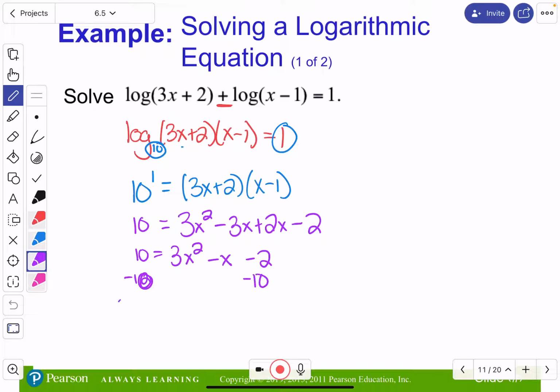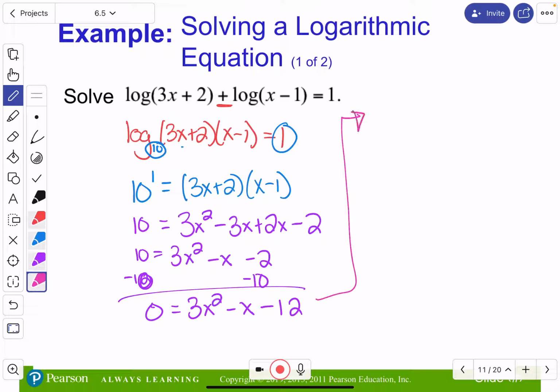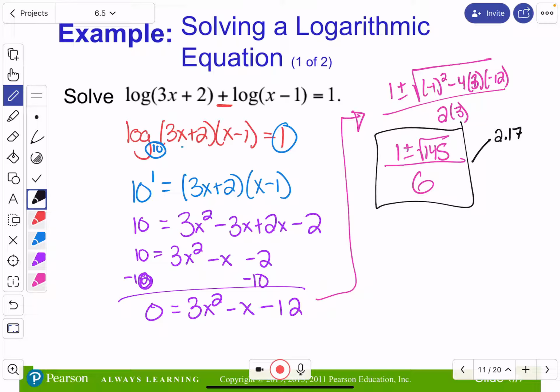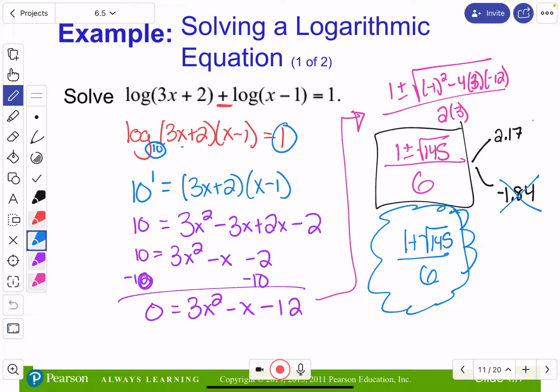Bring the 10 over because, again, it's a quadratic. So we want it to equal 0. Now this one's not factorable, so we have to do the quadratic formula. So negative b plus or minus the square root of b squared minus 4ac, all over 2a. So if we did the math inside the square root, we get 145. So these would be our exact forms. If we did the math out, 1 plus the square root of 145 divided by 6 is 2.17. And 1 minus the square root of 145 is negative. Remember, we can't have negatives. So the only one that works is 1 plus square root of 145, over 6. That's our exact answer. This is our approximate answer.